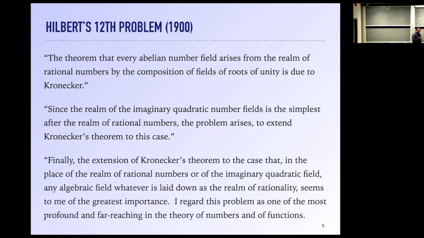But even Hilbert realizes already in 1900 that extending this beyond the case of quadratic imaginary is a fundamentally more difficult question. So he says that finally the extension of Kronecker's theorem to the case that in the place of the realm of rational numbers or the imaginary quadratic field, any algebraic field, whatever is laid down as the realm of rationality, seems to me of the greatest importance. I regard this problem as one of the most profound and far-reaching in the theory of numbers and of functions.